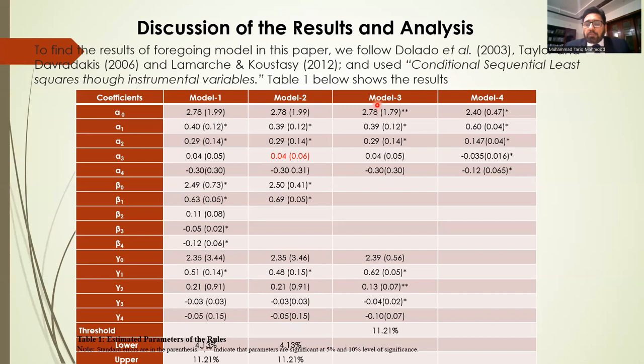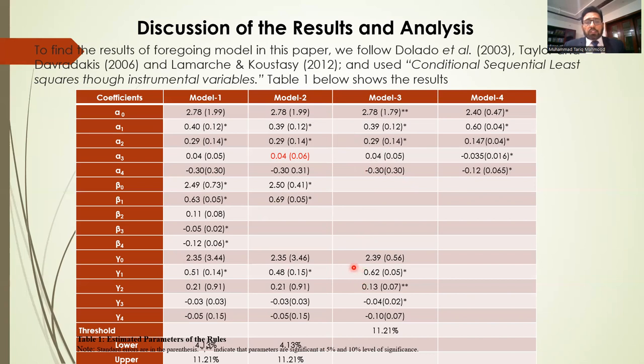Then we come to model three, where we have broken the model into two regimes. Regime one is when the inflation is above the upper threshold level, or we can say when there are episodes of high inflation in the economy. So when there are episodes of high inflation, the central bank responds to inflation very strongly, very strictly, and there would be an increase in the interest rate as a result of a percentage change in the inflation or in the expected inflation. However, there is again no response to the output gap and the output gap's inertia.